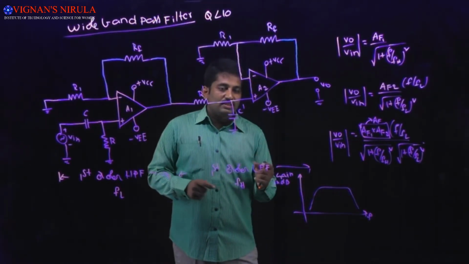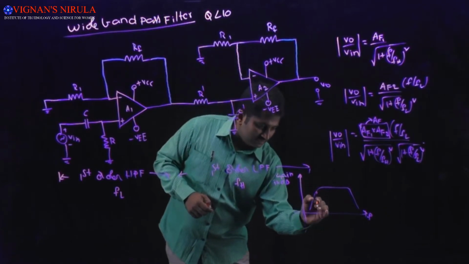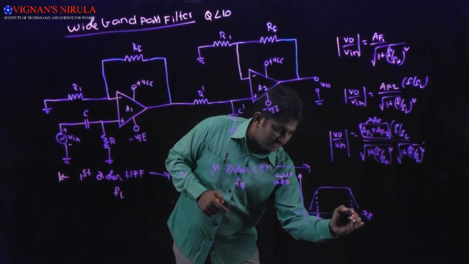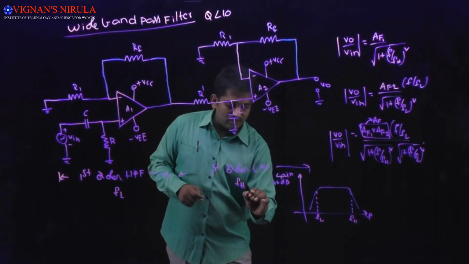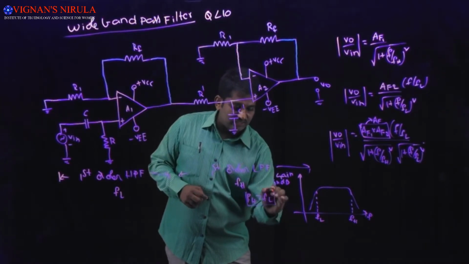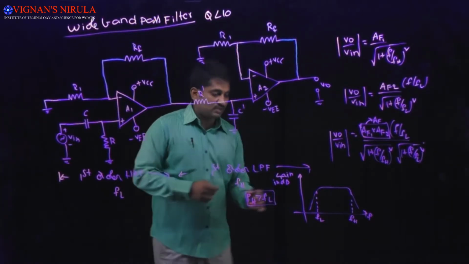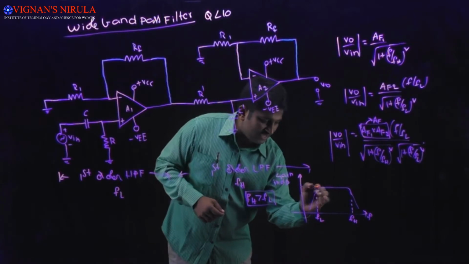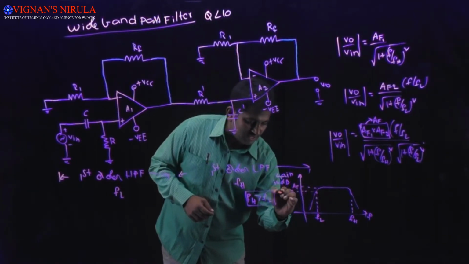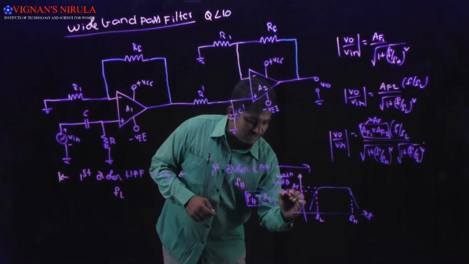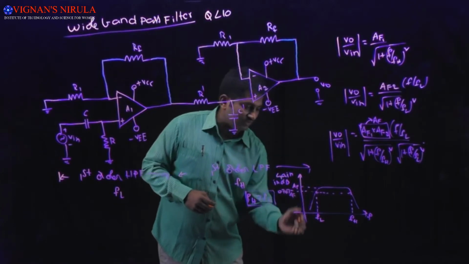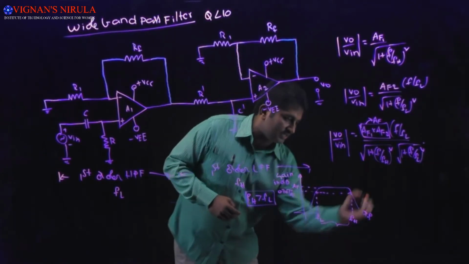Now it becomes like this. So the bandwidth will be nothing but this is FL and here we are getting FH, and always FH should be greater than FL in the case of band pass filters. The maximum gain occurs at AF, and at both the cutoff frequencies the gain is 0.707 into AF, which represents the bandwidth.